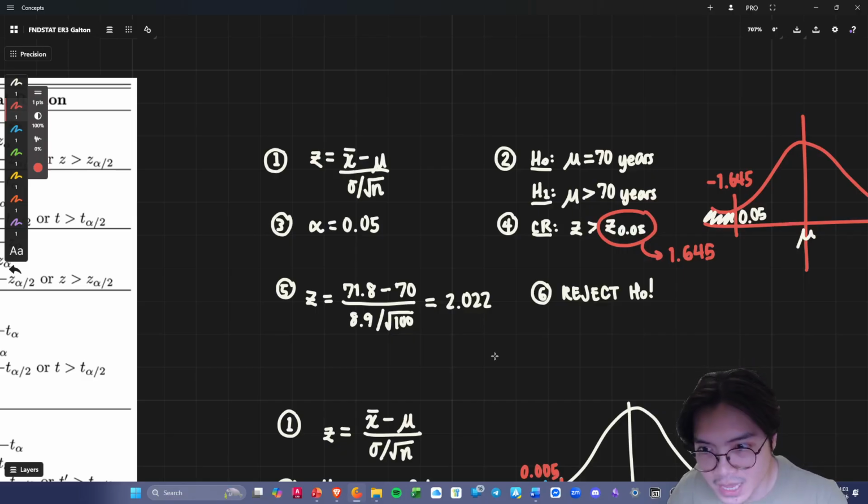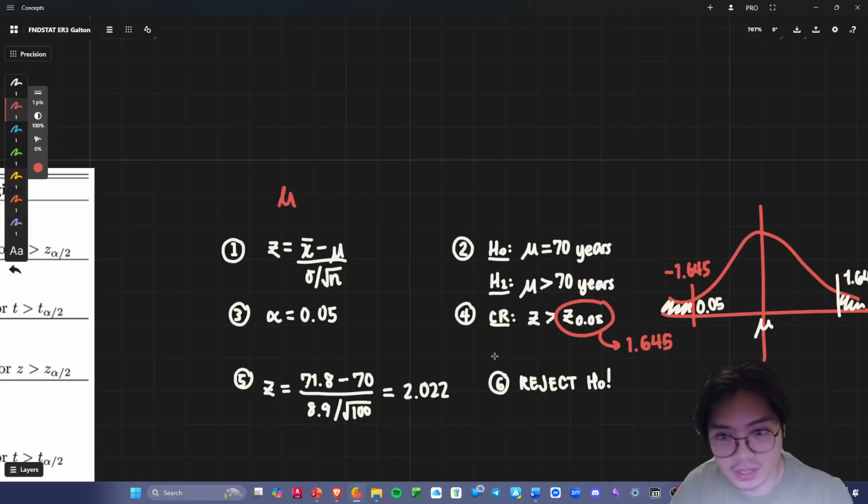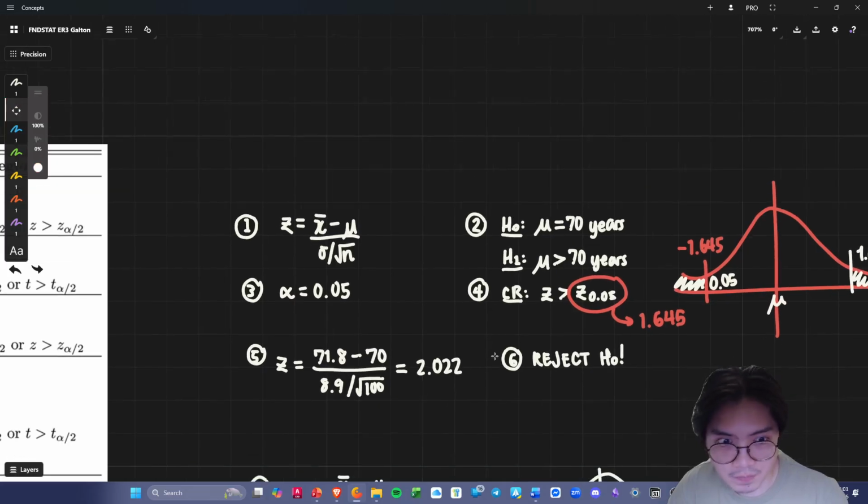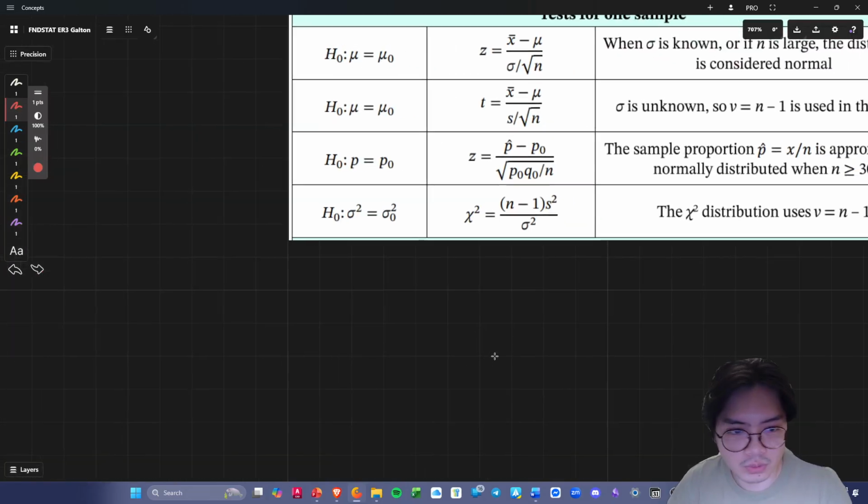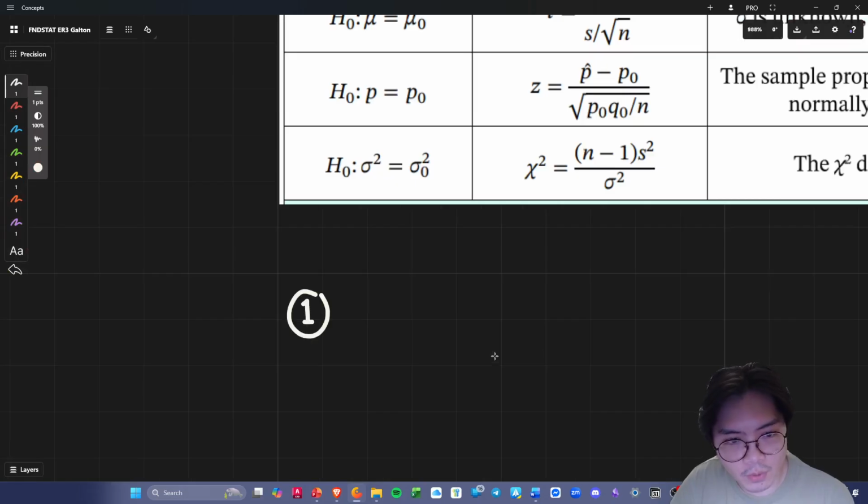Now, it might seem like a lot of this is just writing down givens. Yes, it is just writing down givens, right? In this case, you can write down as well the mu and then everything on top. But what I need for full points is just these 6 things. Okay, so what we'll do is here number one.